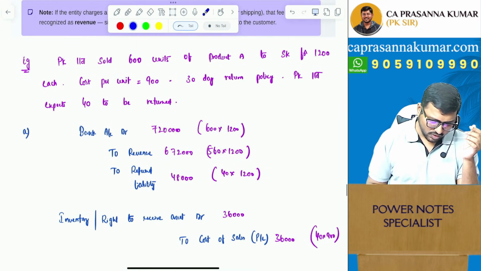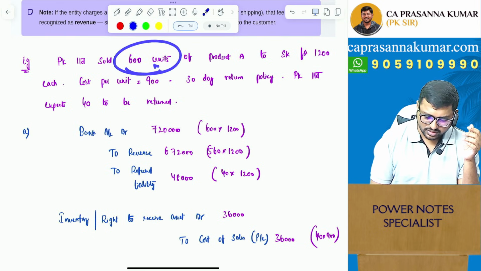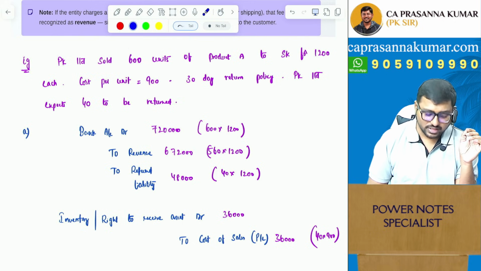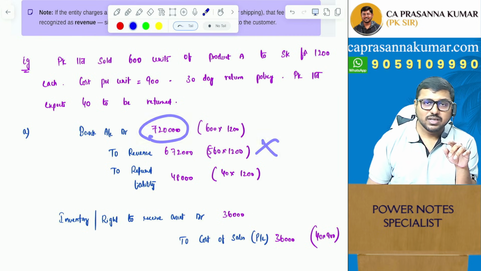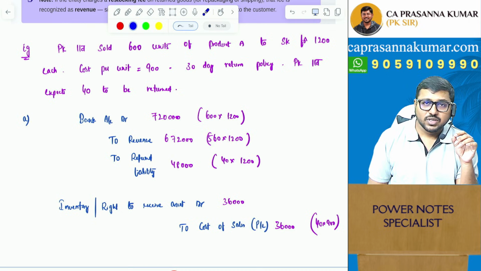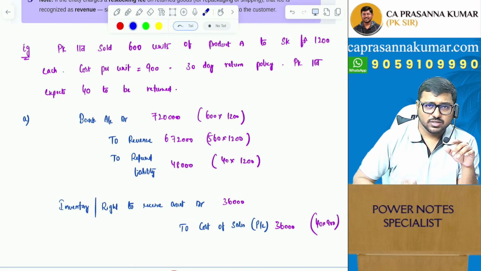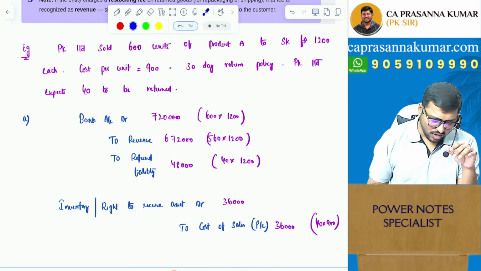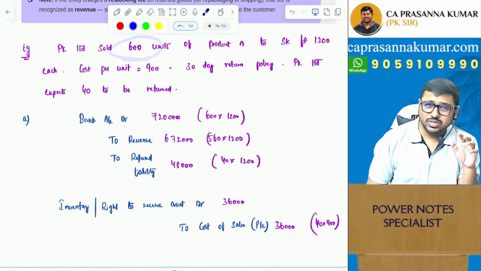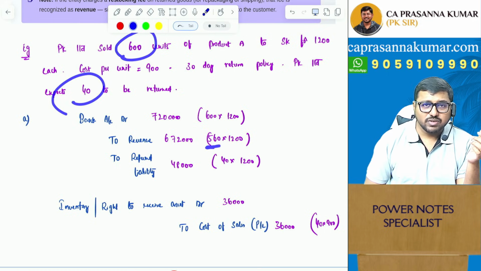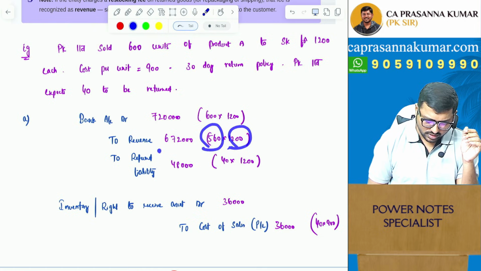Now, in this case, the point is, even though you have sold 600 units, you have received money for 600 units, 600 into 1200, 7,20,000 you have received into your bank account. So, you'll debit the bank account. There is no doubt in that. But the entire 7,20,000 cannot be recognized as revenue. The reason is, you are already expecting that 40 has to be returned, which means to the extent of 40, you have to pay the refund. When you know that to the extent of 40, it will be returned and you need to make the refund, how can you recognize revenue to the extent of 600 units? So then, logically speaking, revenue has to be recognized to the extent of 600 minus 40, which is nothing but 560. Got it? So 560 into 1200, you'll recognize the revenue.